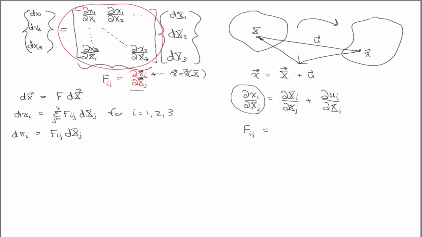Well, it's one when I equals J, right? It's zero otherwise. Because if we wrote out the components, partial X1 partial X1, well, that's 1, right? But partial X1 partial X2 is equal to 0, and so on, right? So it's only when I equals J, and that's something special we call the Kronecker delta, right? Okay. And this, we don't change the way we write it. So that's another way of coming up with F.